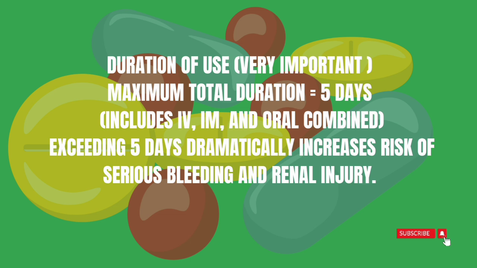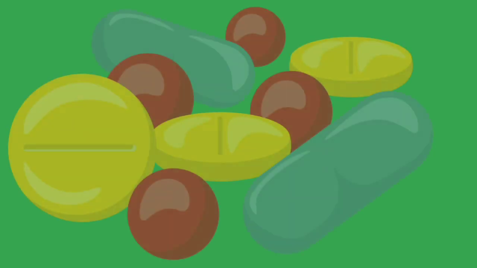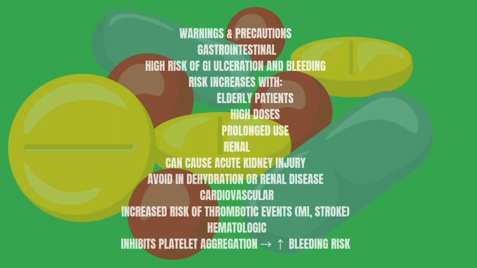So like I said previously, I had to bring this duration of use again because it is very important. The maximum total duration is 5 days, which includes IV, IM, and oral doses. Exceeding 5 days dramatically increases the risk of serious bleeding and renal injury. It is important, and that's why you are hearing this again. Whenever you are giving an NSAID to a patient as a pharmacist, always counsel that patient.